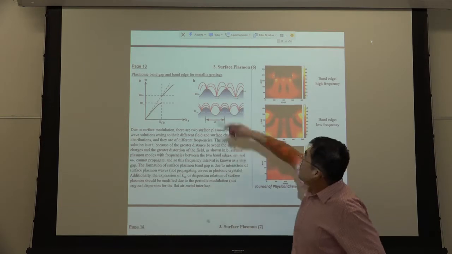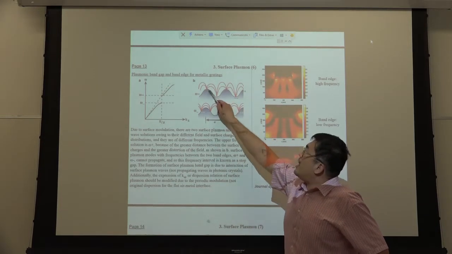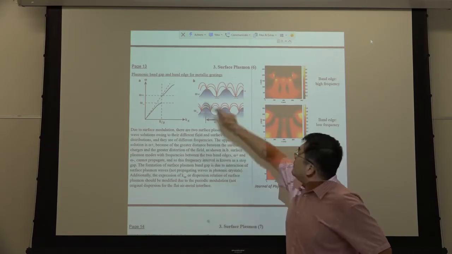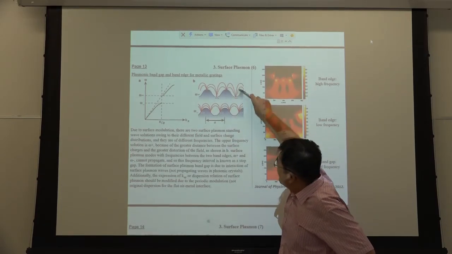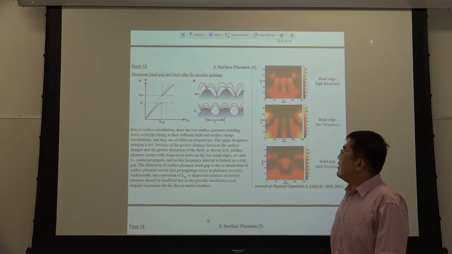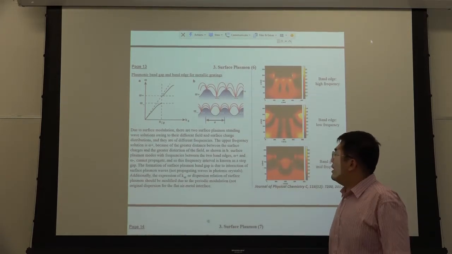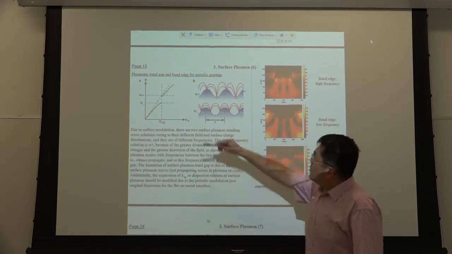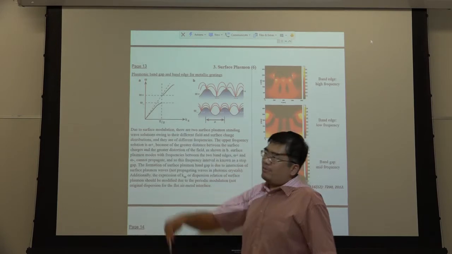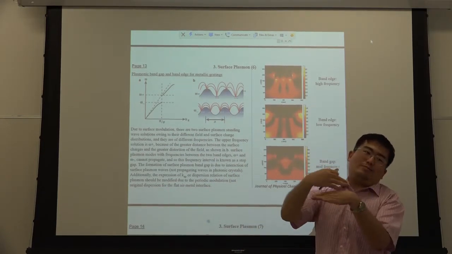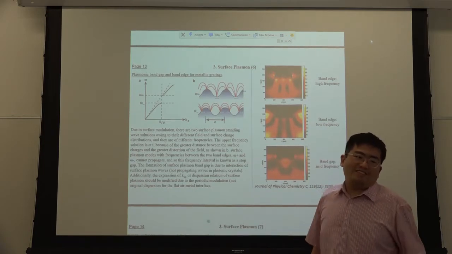But at higher frequency, you can see the surface charge is changing quite differently. So this field line is quite different. They have distortion on this field line, a large distortion, because they have a higher frequency. And between the two frequencies, they have a small band gap. It means the surface plasmon cannot propagate.